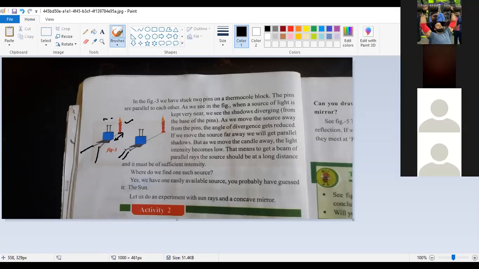So where do we find one such source? We have one easily available source. You probably have guessed it, the sun. See, the sun is so far away, right? The sun is very far from us, but our shadow comes out very dark, right? So the sun is at a very long distance and it is at a very perfect distance. The sun is at the right distance from us, so the shadow that falls is formed perfectly and is also very clear.